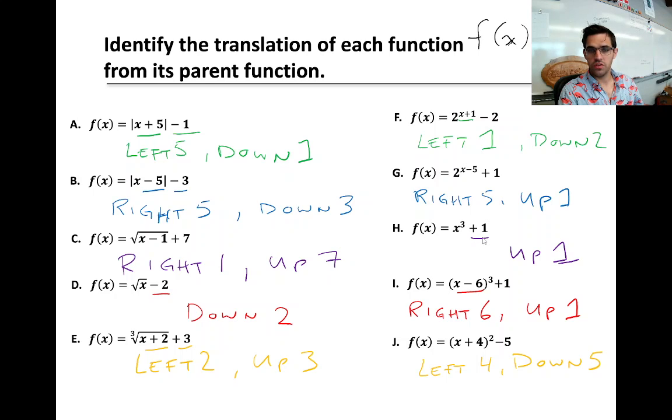All right, but we do have a plus 1, so our k value is 1, we do go up 1 unit. I also has a plus 1, so the k value is 1, up 1 unit. And j has a k value of negative 5, so we're going down 5 units.